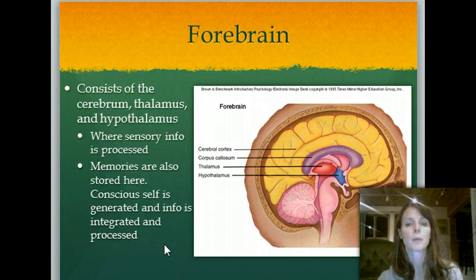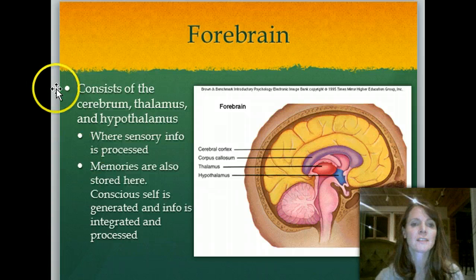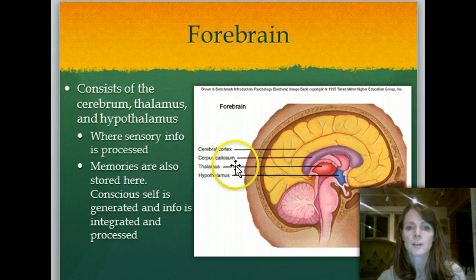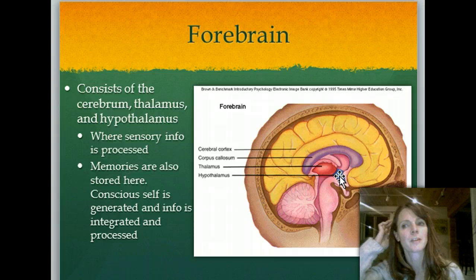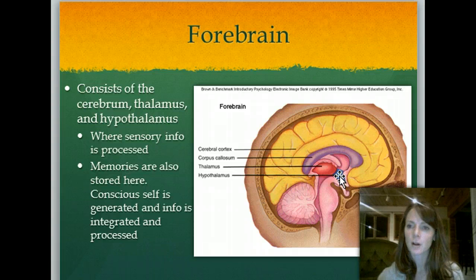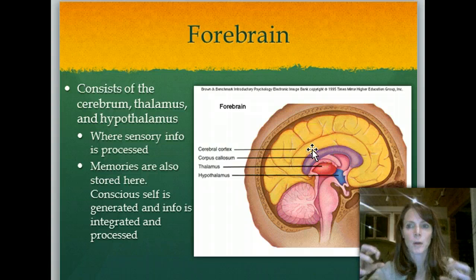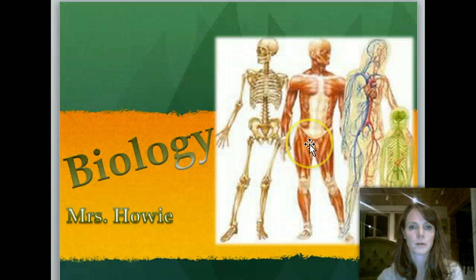All right, the forebrain. The forebrain consists of the cerebrum, thalamus, and hypothalamus, okay? So right here you can see the thalamus in pinkish red, and then the hypothalamus in blue. This is where sensory information is processed. Memories are also stored here. Conscious self is generated, and info is integrated and processed here. So these are some interesting inner parts of the brain that are very important.